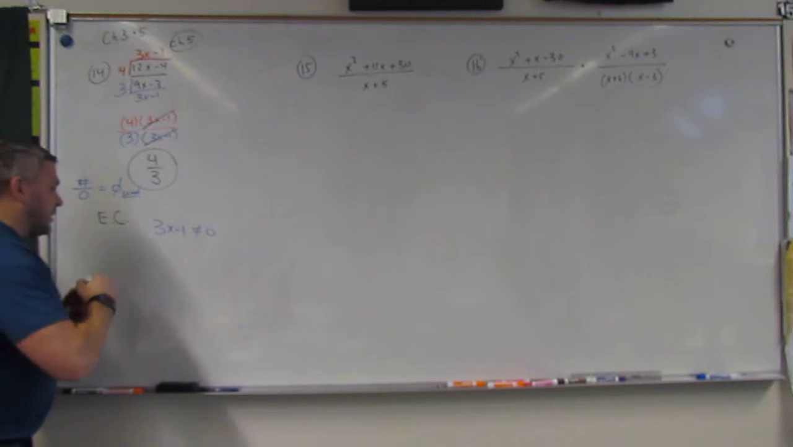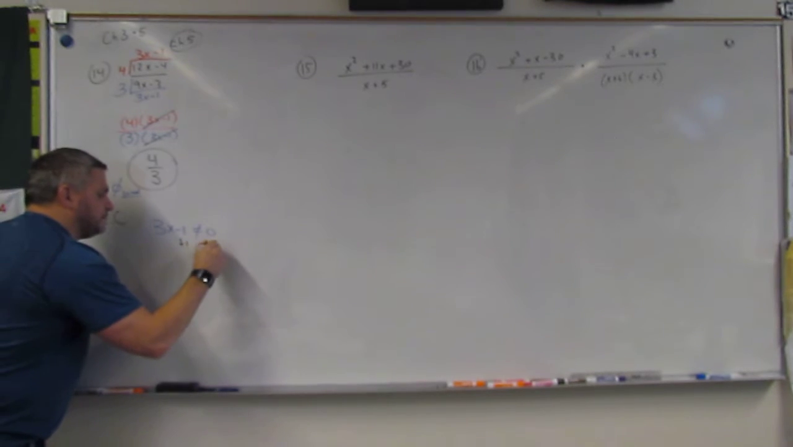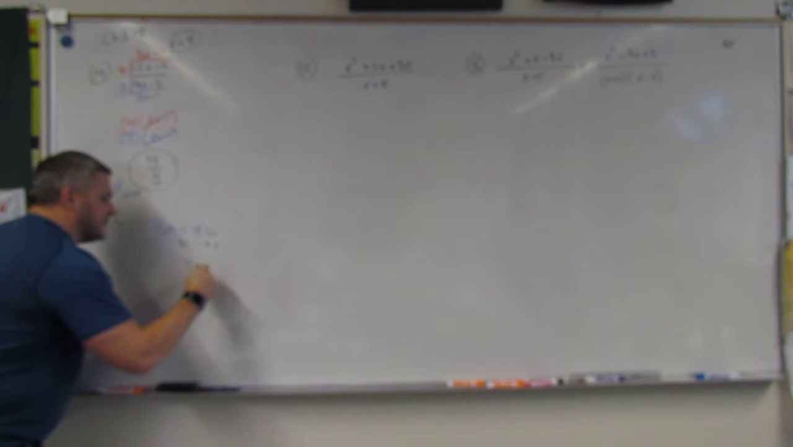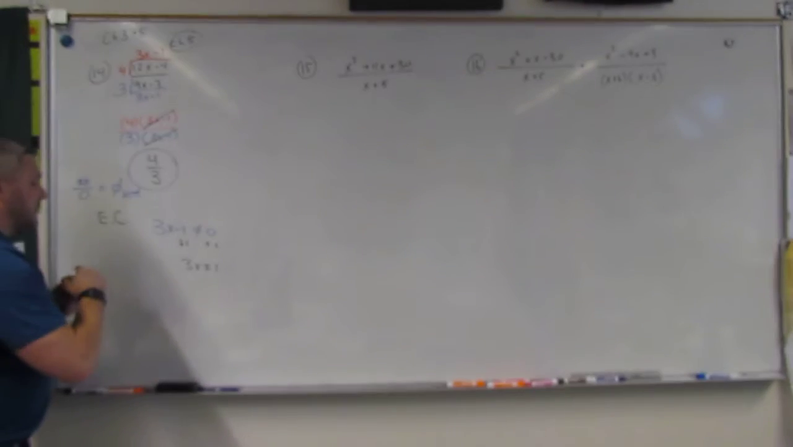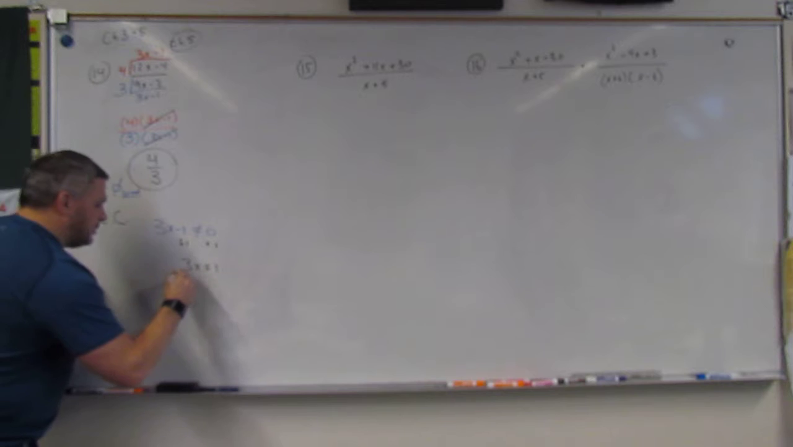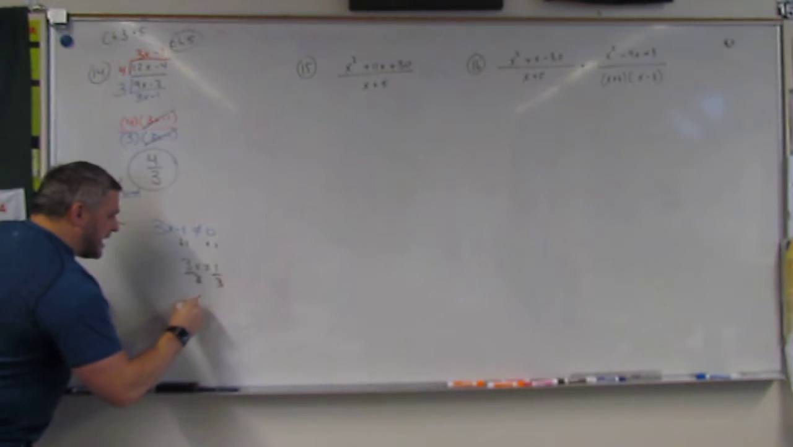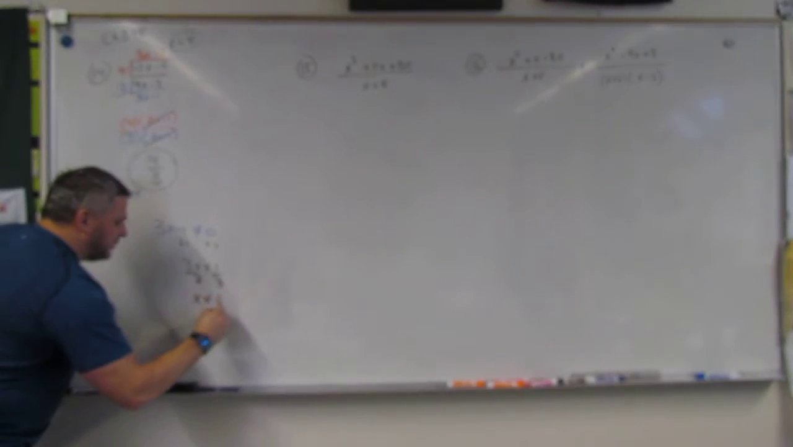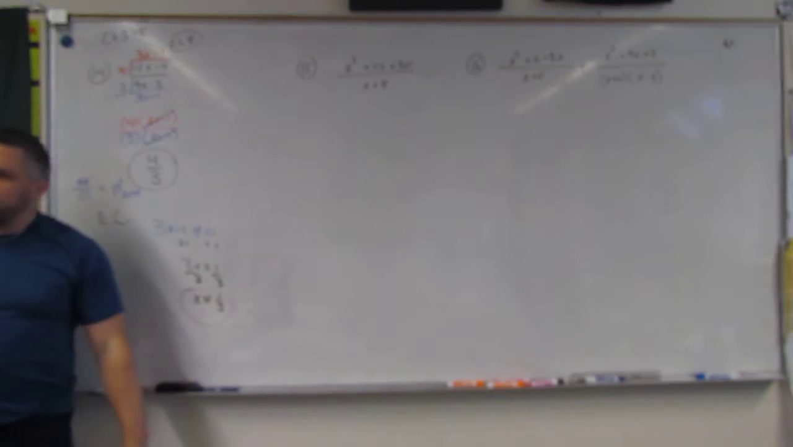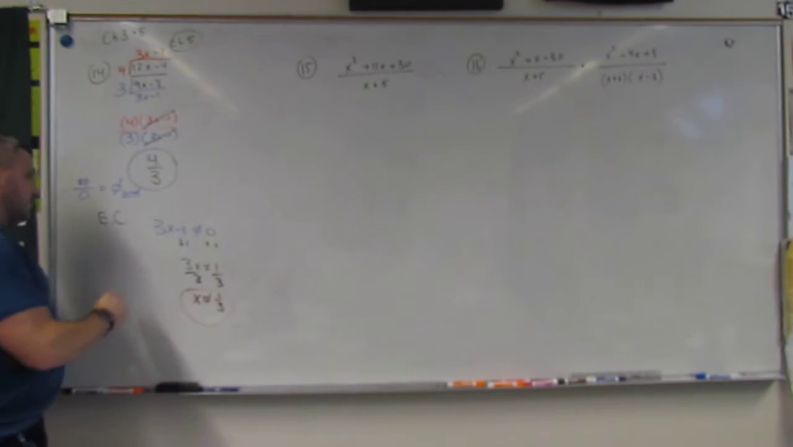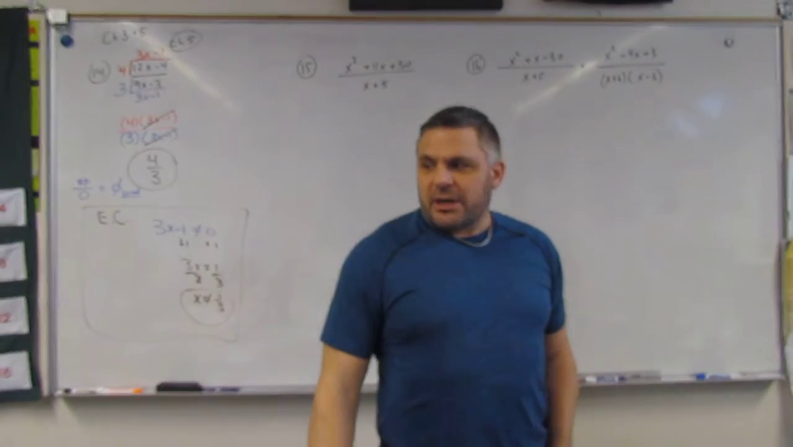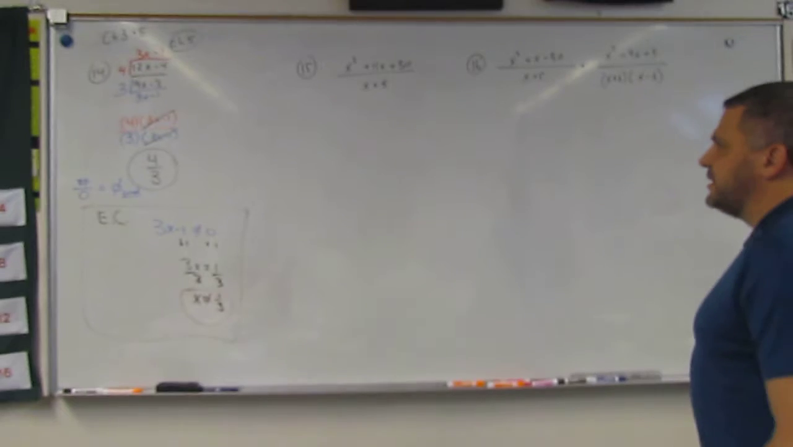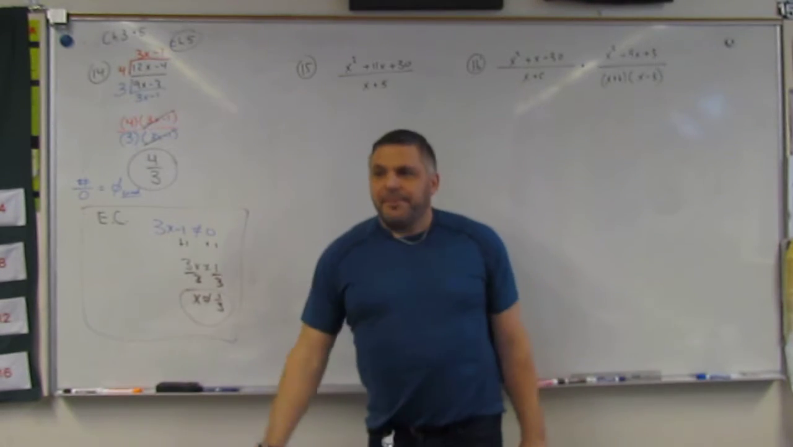Okay, so we're going to add 1. We get 3x is not equal to 1. Right? Then you're going to divide. So x cannot equal 1/3. Okay? And that's extra credit. Okay? And then later on we're going to talk about that becoming an asymptote and all sorts of stuff.